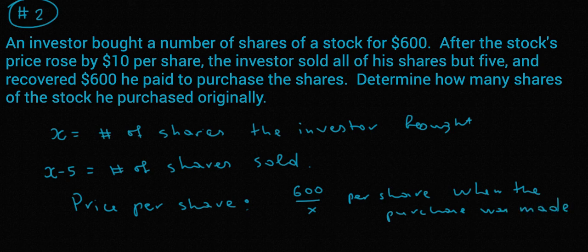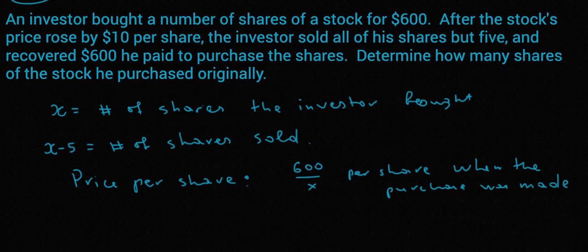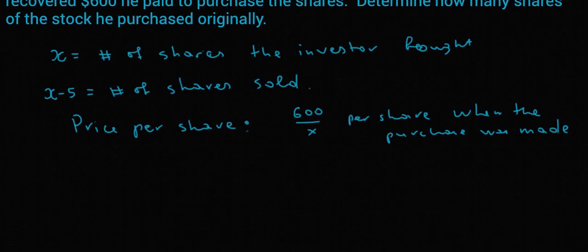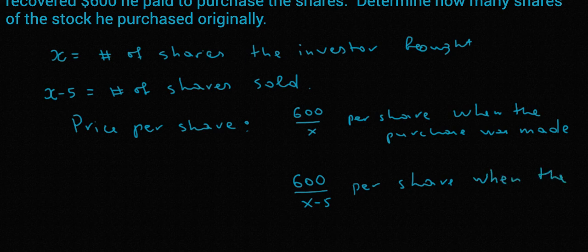Okay, and now what about the price per share when he sold them? He got back $600 again, but he sold not all X shares, he sold X minus 5 shares. So we will be dividing 600 by X minus 5 to determine the price per share when the sale took place.